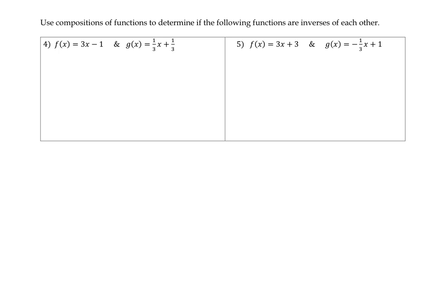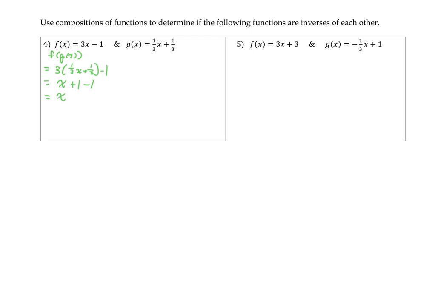This is where we do f of g of x and then g of f of x. So I'm going to do f of g of x over here. So I'm going to take my f function and I am going to put in the g function in place of x. Now we're going to do the math. So 3 times 1/3 is x. 3 times 1/3 is 1 minus 1. My end result is x.